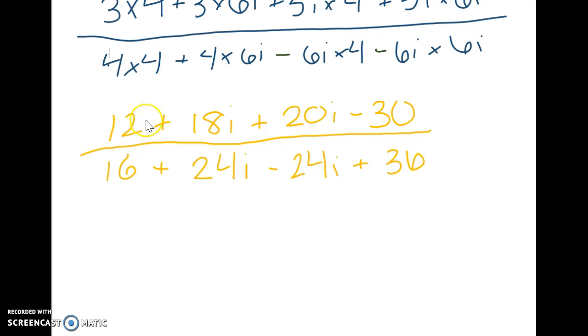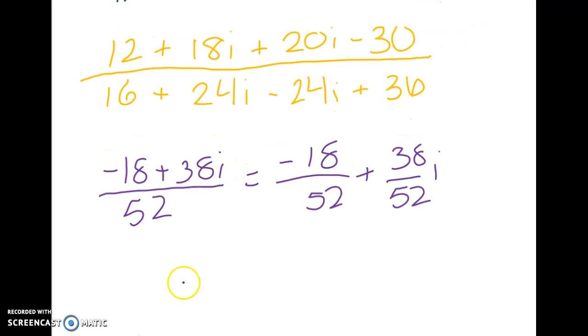And the next thing we're going to do is obviously add across. So we're going to add 12 and the 30, the 18 and the 20, the 16 and the 36, and obviously the two 24s. Okay, and once you have added all of them, you should end up with negative 18 plus 38i over 52, which is the same as writing it out like this.